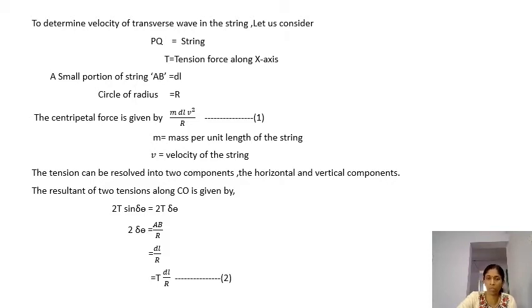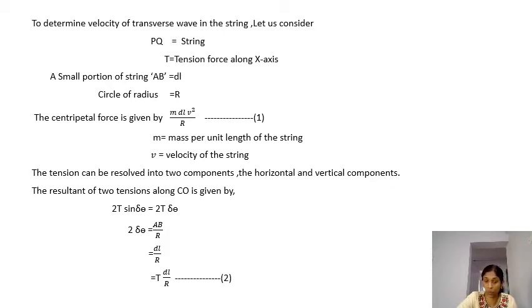This tension force can be resolved into two components, one horizontal, another vertical. I already told you: horizontal is T cos del theta, and vertical is taken as T sin del theta. These horizontal components cancel each other. We are considering only the vertical components. There are two vertical components, no? So the summation of the two gives 2T sin del theta, which is equal to 2T del theta. Del theta is very small.